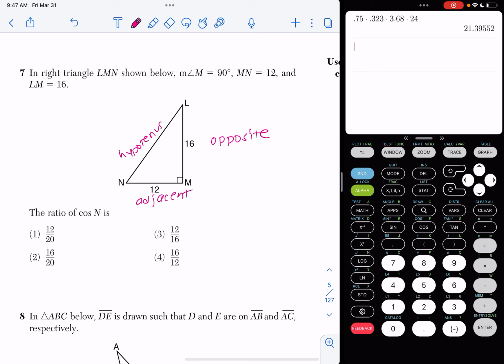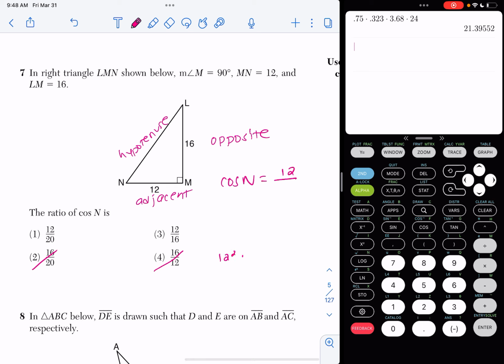So cosine using SOHCAHTOA is adjacent over hypotenuse. So I know that cosine of N is 12 over whatever the hypotenuse is. So I can eliminate already choices 2 and 4 because I can tell the numerator is incorrect. I could also probably guess at this point that it's choice 1 because I can see that 16 represents the opposite side and not the hypotenuse. But let's verify that the hypotenuse is in fact 20 in this question.